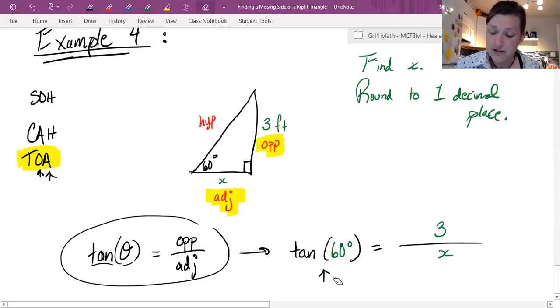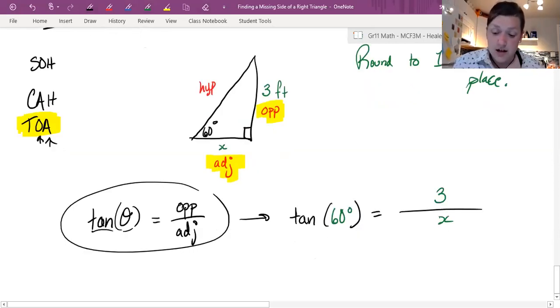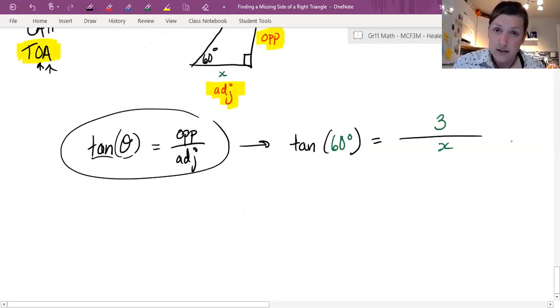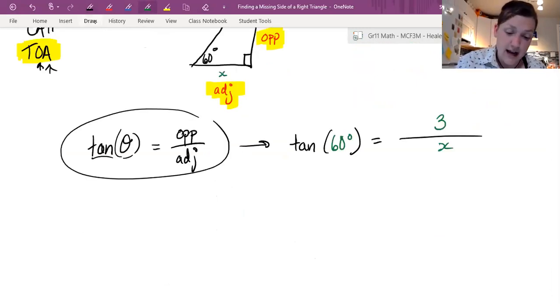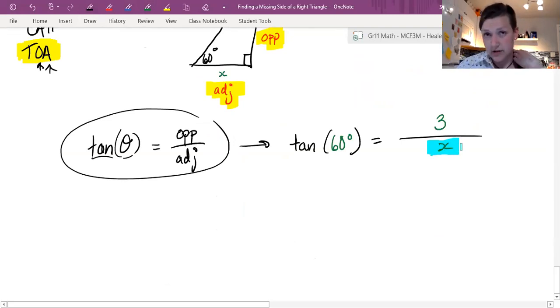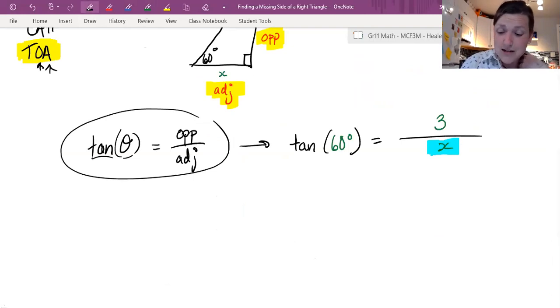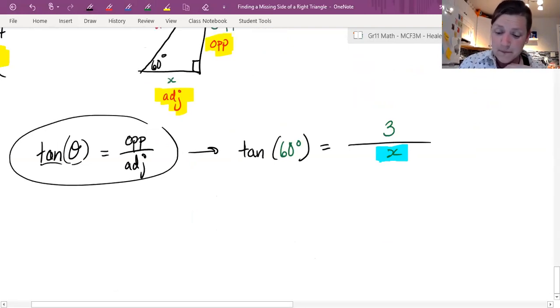So again, this is another situation where the only problem is that our unknown is in the denominator right here. It just means that we have to do 2 steps in our algebra instead of just 1, because we always have to move that denominator first. Same thing as before, we multiply both sides by x. On the right-hand side, the 3 times x divided by x, these x's cancel each other out.